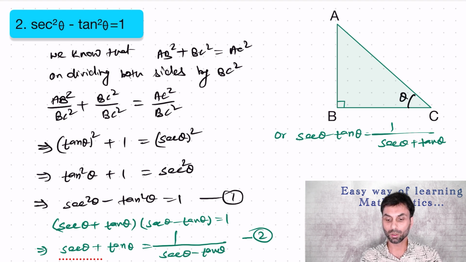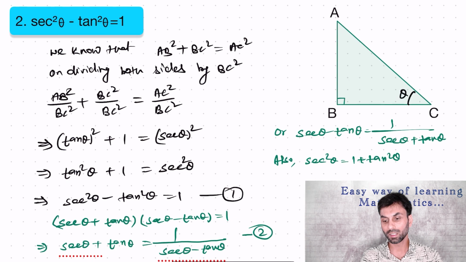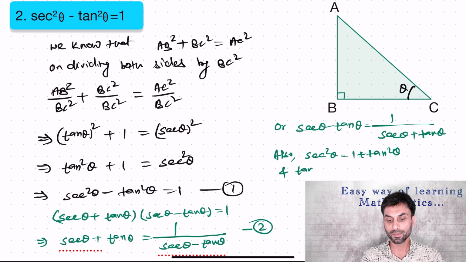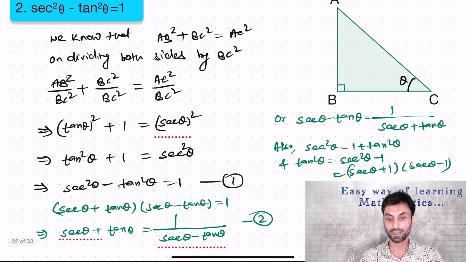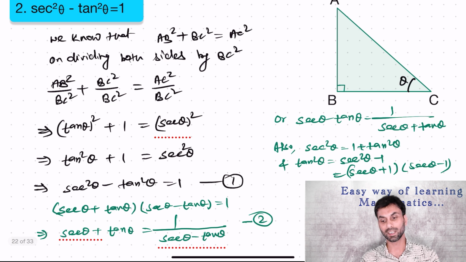Apart from that, we can also write sec square theta as 1 plus tan square theta, and tan square theta will be sec square theta minus 1, which can be written as sec theta plus 1 into sec theta minus 1. So this is what this second identity is all about. The uses of it we'll be seeing while solving the questions.